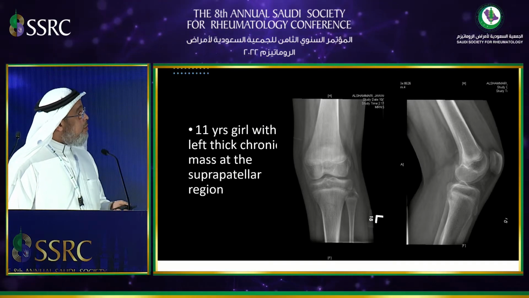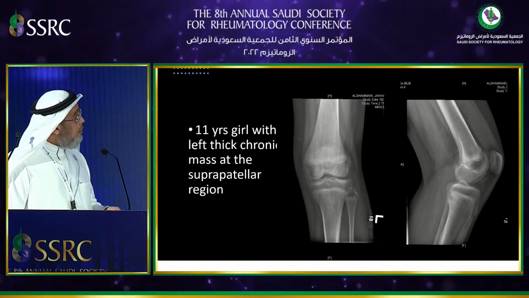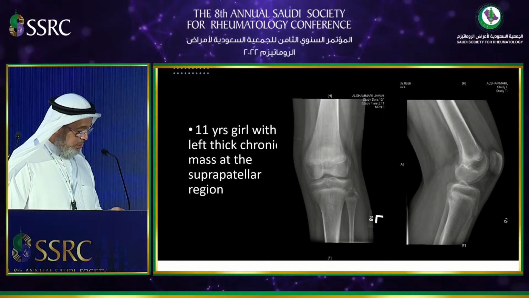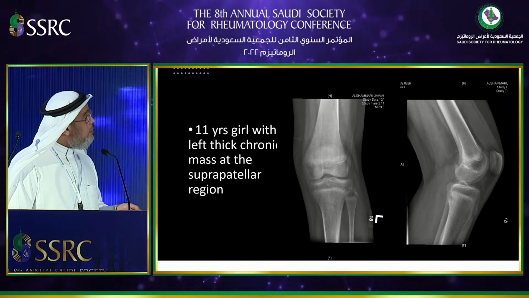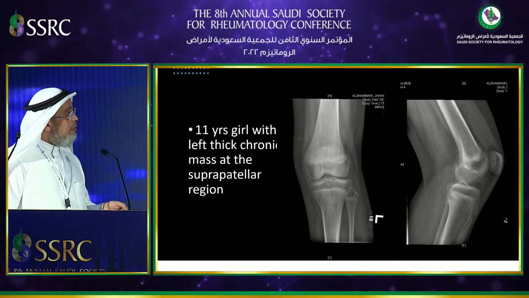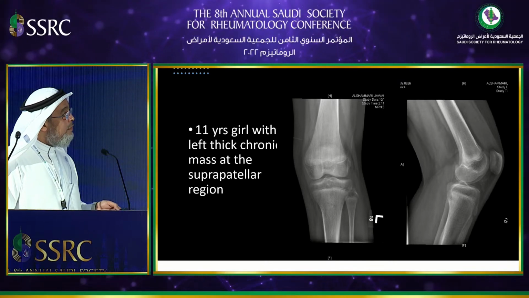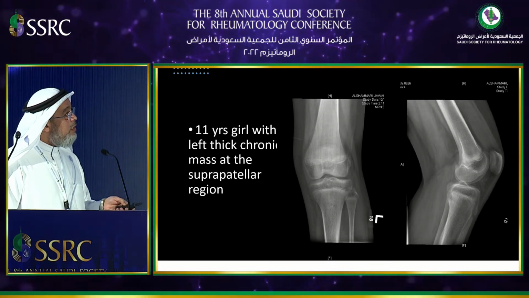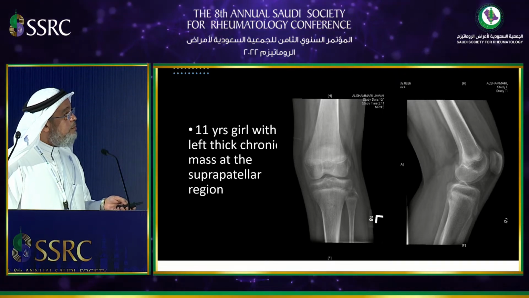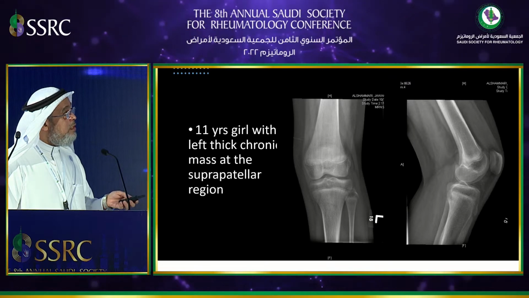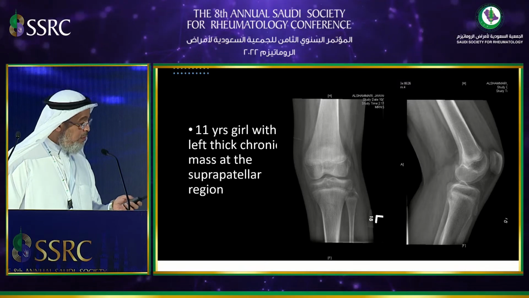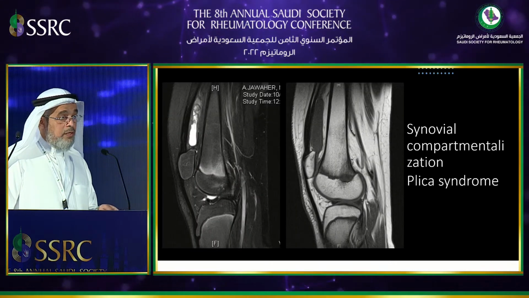This is an 11-year-old girl with a chronic thick mass at the suprapatellar bursa. This is the frontal projection of the left knee, and this is the lateral projection of the same knee. What we really see is a soft tissue mass in the suprapatellar bursa. On examination, this mass is rubbery. So we did MR for this patient.